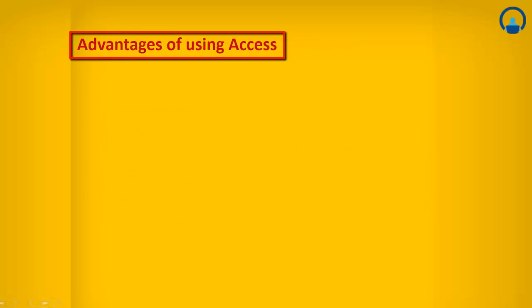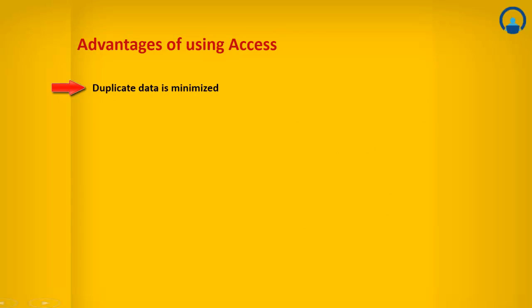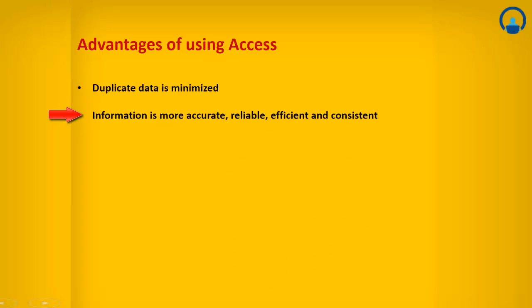Now, what are the advantages of using Access? First of all, the duplicate data is minimized. The information is more accurate, reliable, efficient and consistent, and this is because of the earlier point, that the duplicate is minimized. In other words, if you have one customer with multiple orders that they have placed, you do not have the same customer multiple times in the database, so the duplicate data is minimized. It looks more presentable and it becomes much simpler to analyze.